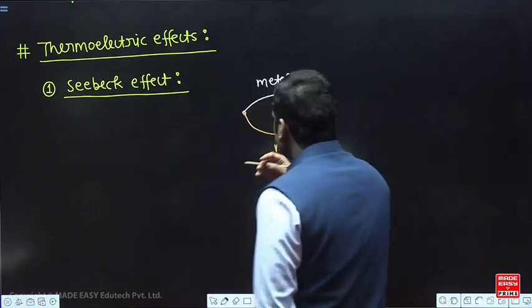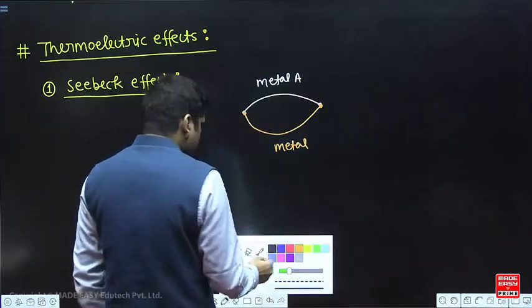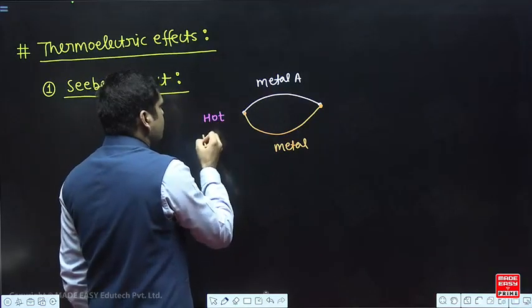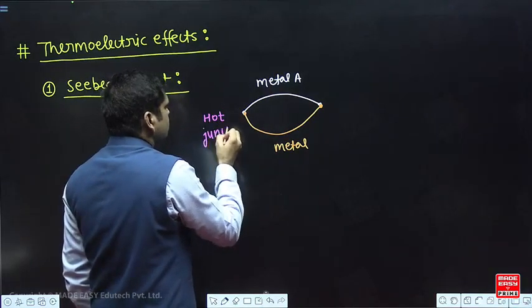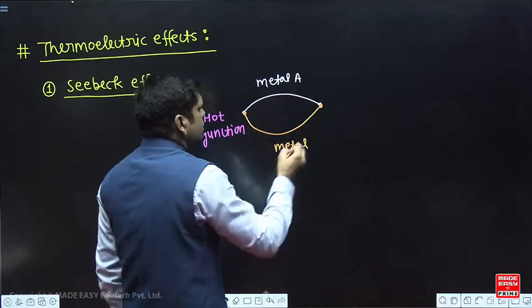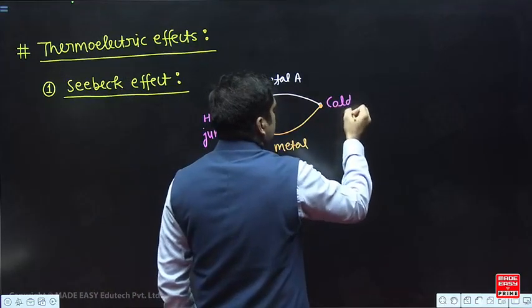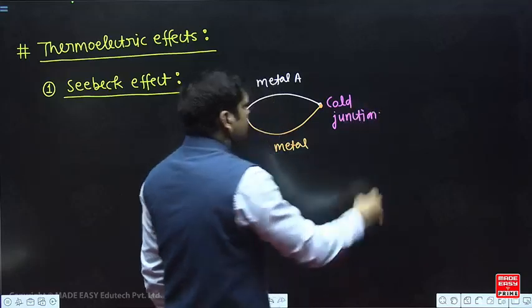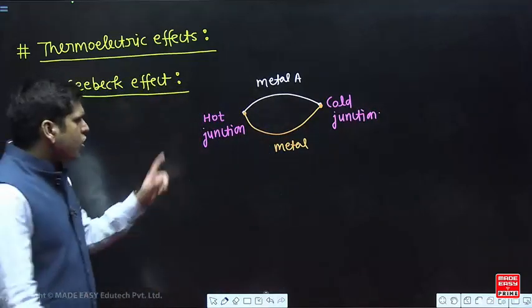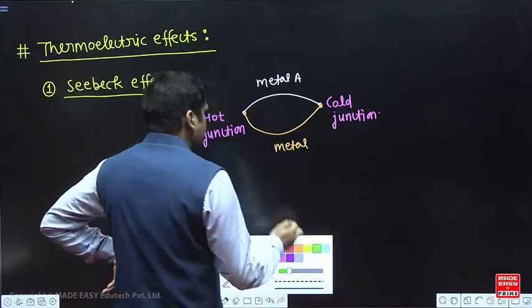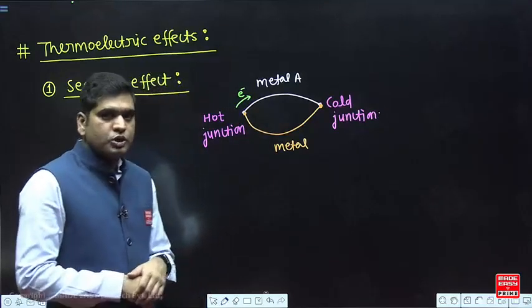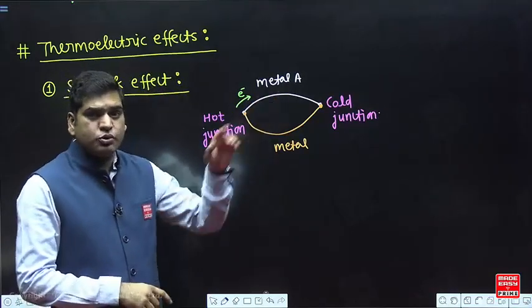and you connect them, then at one junction you increase the temperature, that will be known as the hot junction, and at the other junction you decrease the temperature, that will be known as the cold junction, right. Because of the temperature difference, electrons will start to move from hot to cold, because they have to transport heat from the high to the low end.